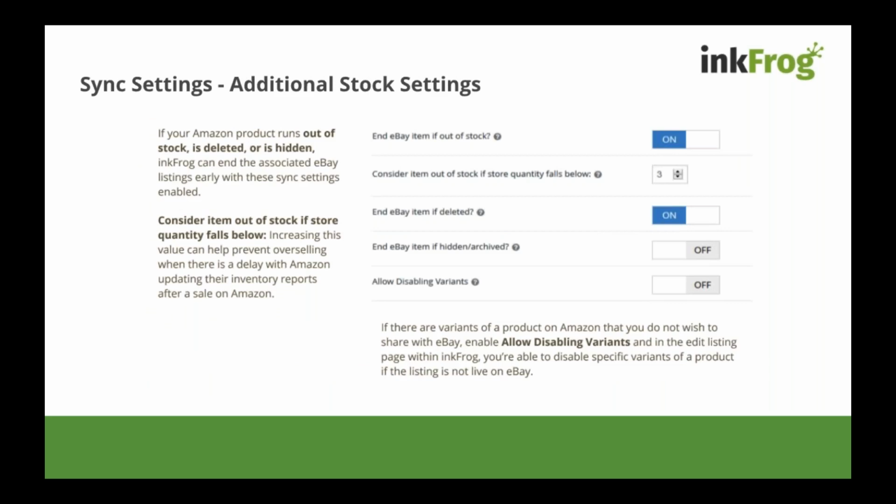And then there's a few additional stock settings here. So end eBay item is out of stock, selected to on. Therefore, if your Amazon product goes completely out of stock, it'll trigger to pull that listing from being able to be purchased on eBay. Consider item out of stock if store quantity falls below. This is a good feature that if you increase the value here, it can prevent from overselling if there's a delay with Amazon updating their inventory reports after a sale is made on Amazon.